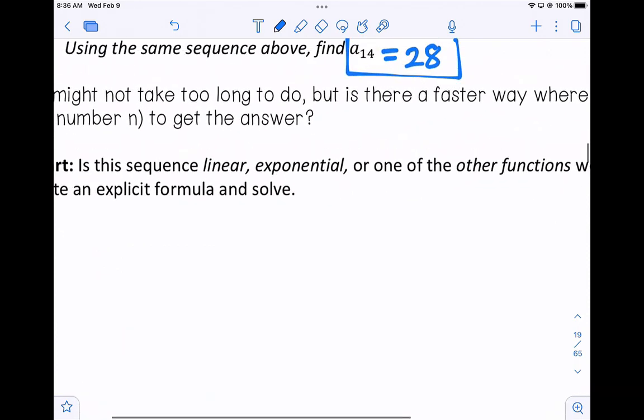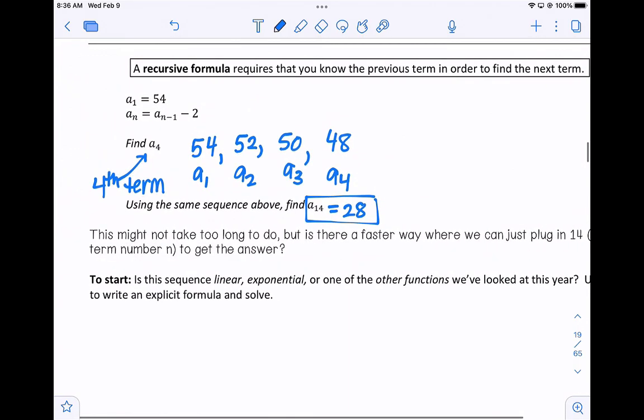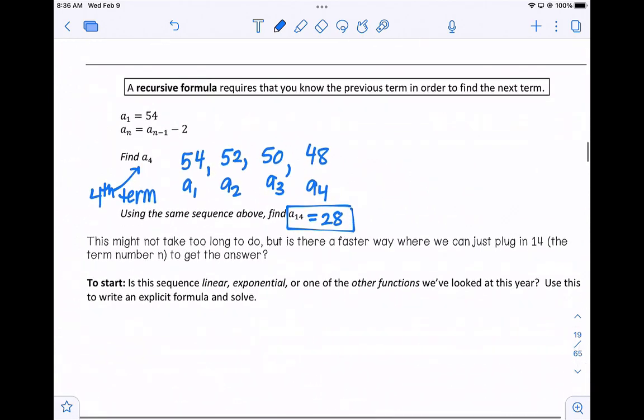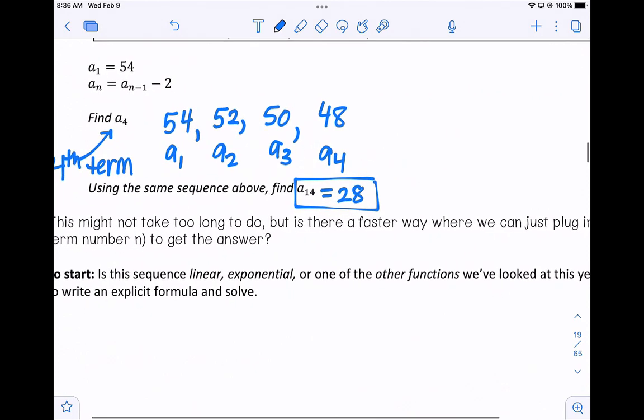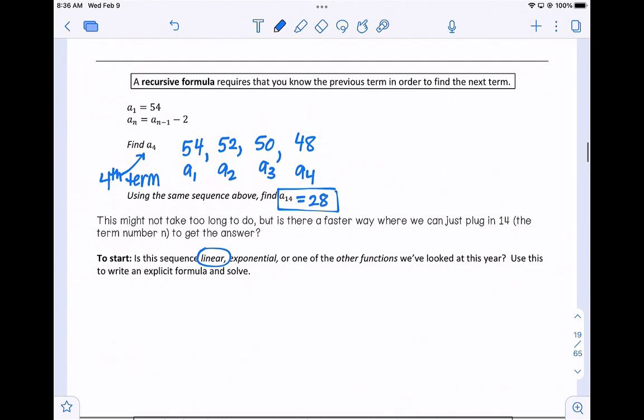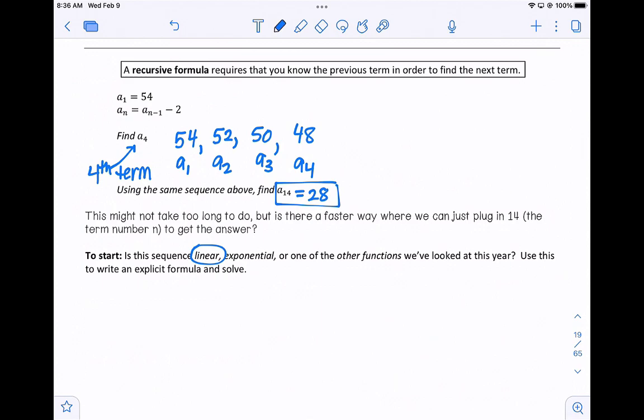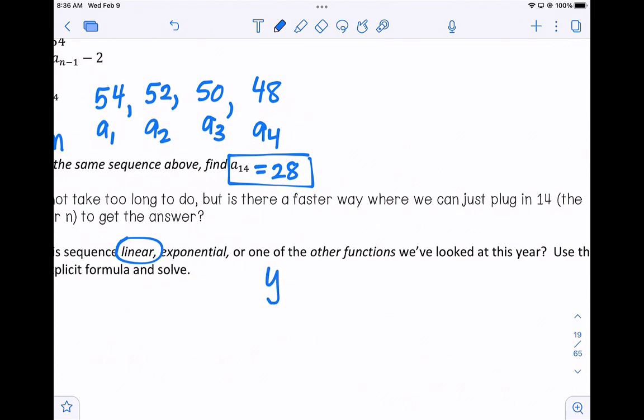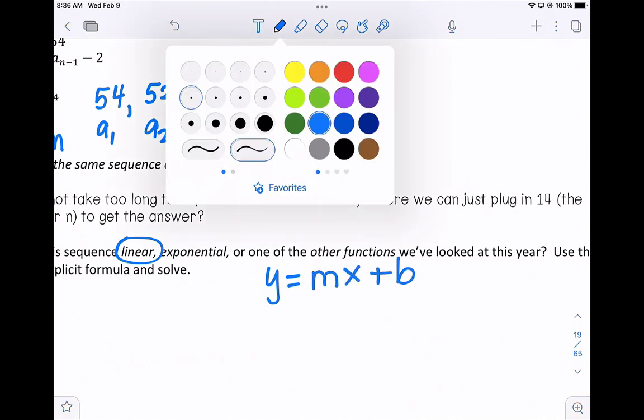So to start, is this sequence linear, exponential, or one of the other functions we've looked at? And if we're just subtracting 2 every time, if we were to graph that, it would make a line. So this is linear. Use this to write an explicit formula and solve. All right, so if it's linear, we know we've used this form, slope-intercept form, y equals mx plus b. So we're going to do the same thing here.